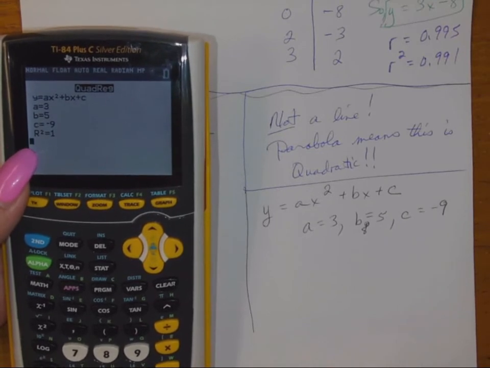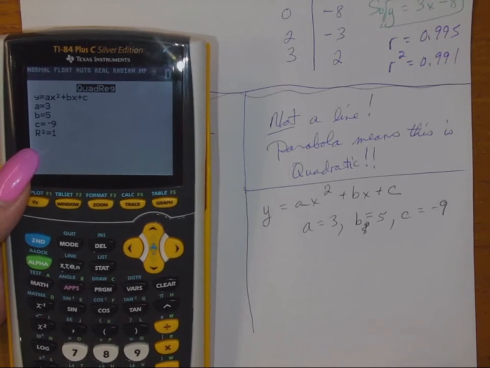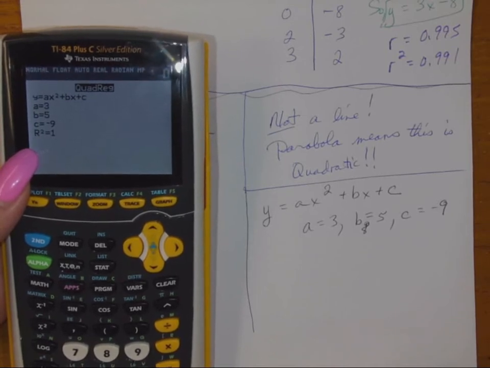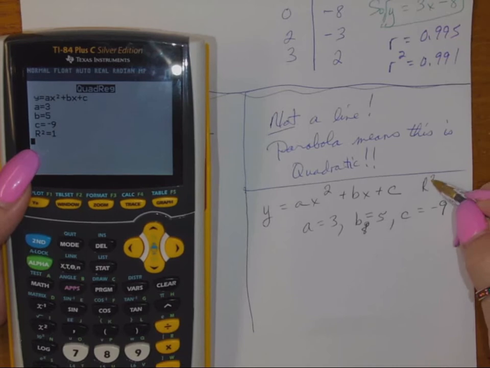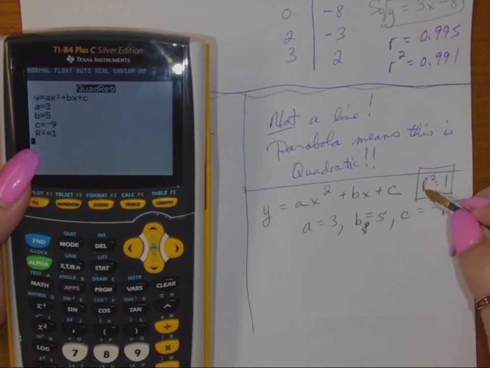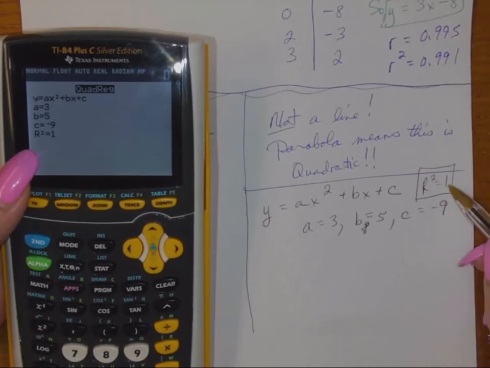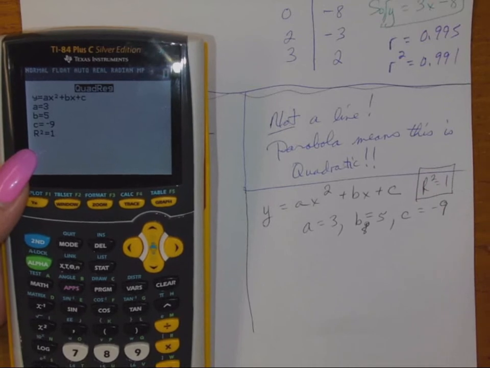Now, that means it should be pretty stinking perfect. But it doesn't give me the r, and I'm thinking it's because it's quadratic. It's just giving me a weird value. So r squared equals 1. If you wanted the r, you would just square root both sides, right? And it would still be a 1, so no big deal.